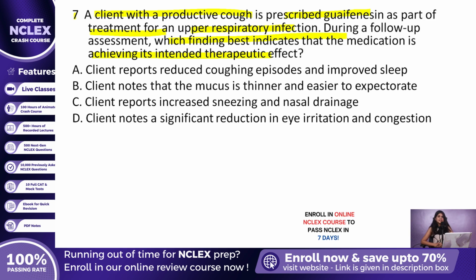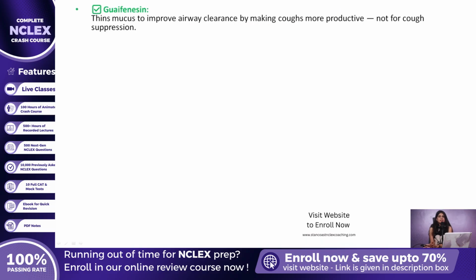The correct answer here is option B. Client notes that the mucus is thinner and easier to expectorate. This directly reflects the intended therapeutic action of Guaifenesin. As an expectorant, its role is not to stop the cough but to make coughing more effective. It does so by reducing the viscosity of mucus in the respiratory tract, making secretions thinner, looser, and easier to clear from the lungs. That improved mucus clearance helps the client breathe more easily and recover faster from the infection.